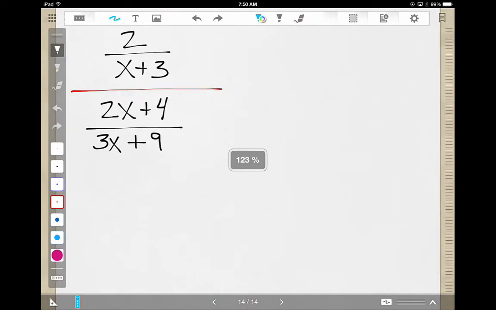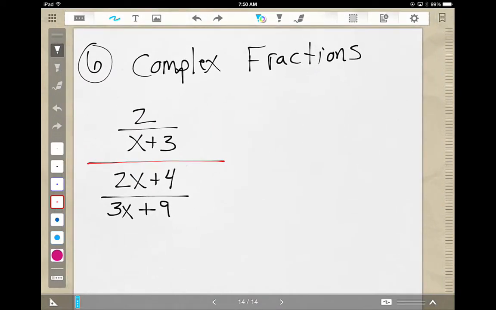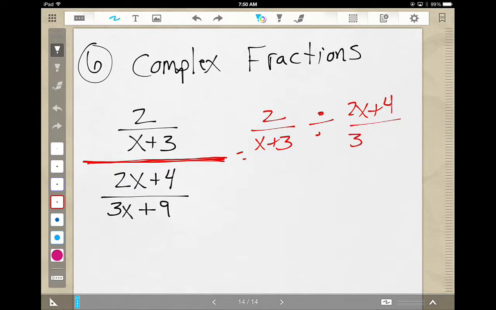And then one more example. This is called a complex fraction. It looks very, very nasty, but if you think of it as a division bar right here through the middle instead of a fraction bar, this is no different than what we just did. This is the same thing as asking someone to take 2 over x plus 3 divided by 2x plus 4 over 3x plus 9. Well, if I'm dividing, that means I'm going to take the reciprocal of that second fraction and then multiply.